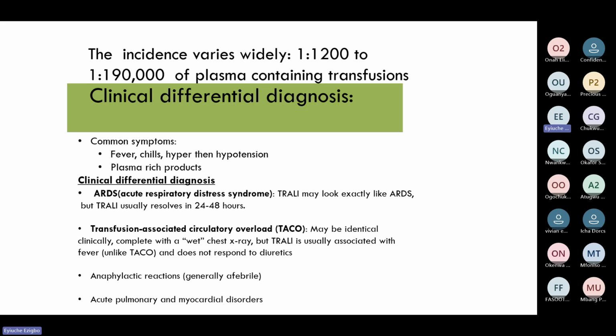We also need to differentiate TRALI from transfusion-associated circulatory overload. They may be identical clinically, complete with a wet chest X-ray, but TRALI is usually associated with fever, unlike TACO, which responds to diuretics. So these are some of the differential diagnoses. Acute pulmonary and myocardial disorders, we also need to differentiate TRALI from those, and we say that TRALI is any new acute lung injury that sets in 6 hours post transfusion.